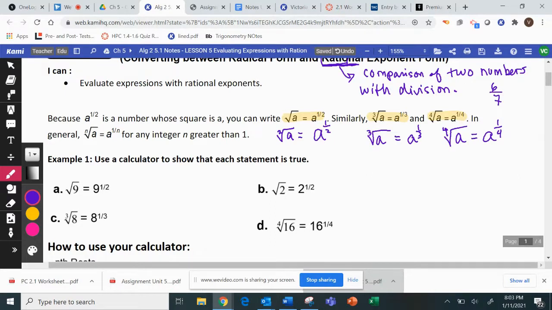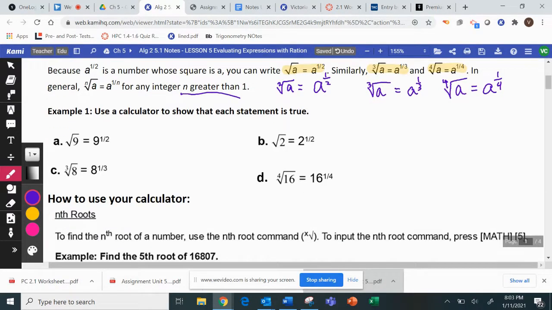And this works for any integer n that is greater than 1. So if it's less than 1, it does not work. If it's 0, it does not work. It works for any integer greater than 1. So this says use a calculator to show that each statement is true.